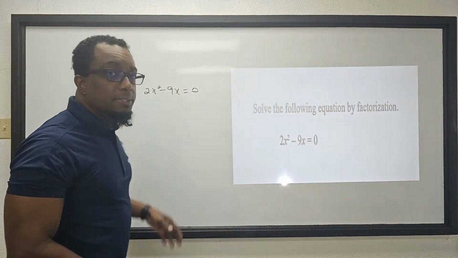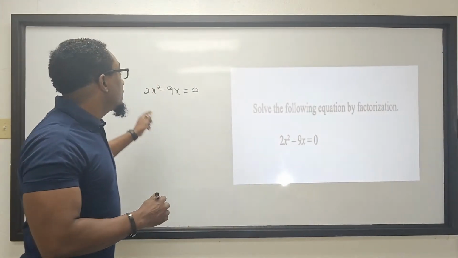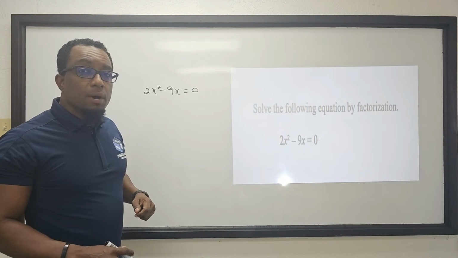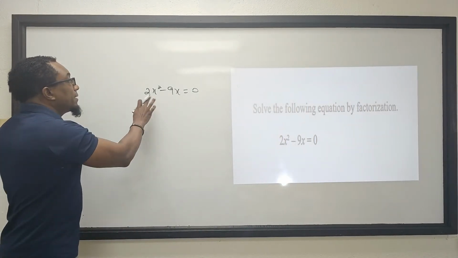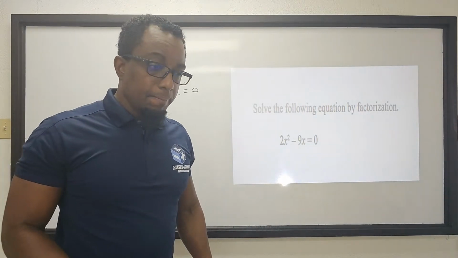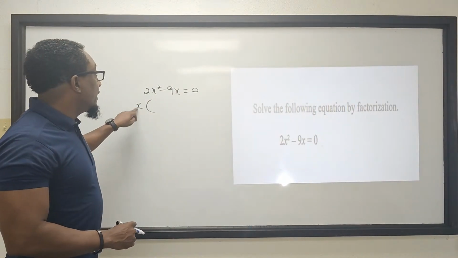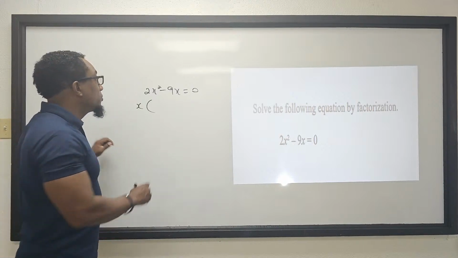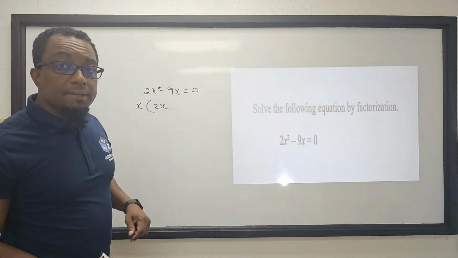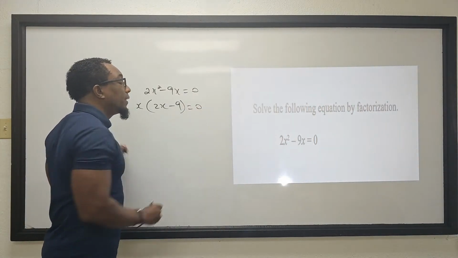Of course it requires us to know how to factorize, and the method of factorization we're going to use here is the method of the highest common factor. So the highest common factor clearly is x. I take out x as my highest common factor, and I'm going to divide x into each term. So I'm going to divide x into 2x squared to give me 2x. And I'm going to divide x into negative 9x to give me negative 9 is equal to 0.